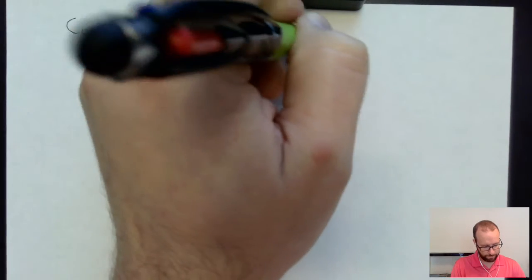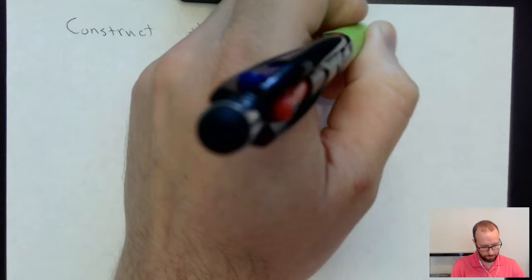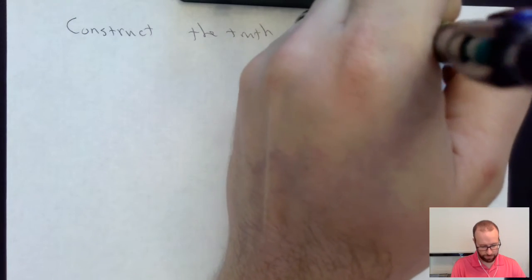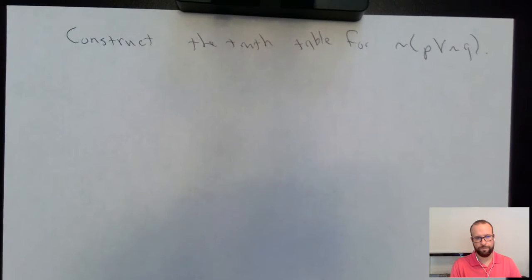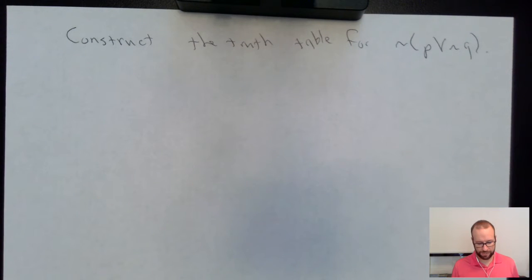Let's look at how we can construct our own truth tables. Let's make the truth table for "it is not true that P or not Q." Okay, we're always going to follow the same process here.